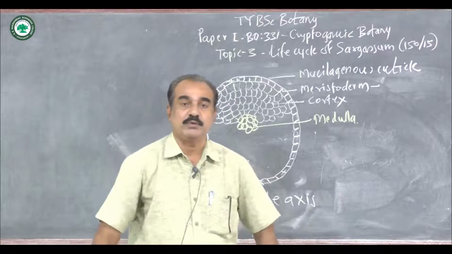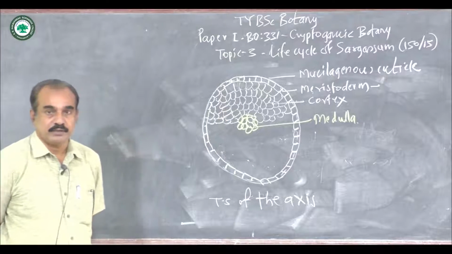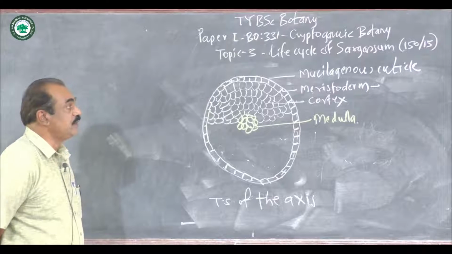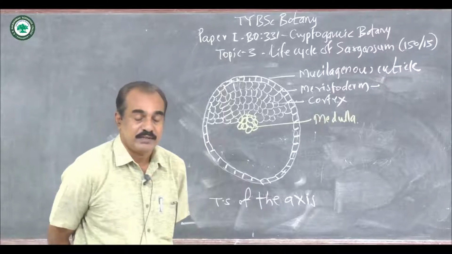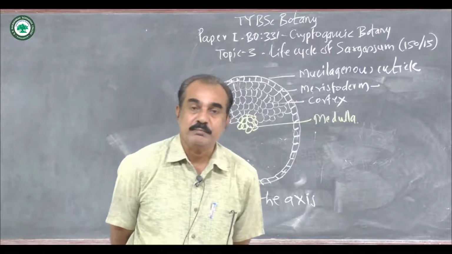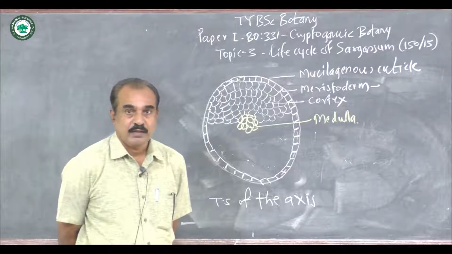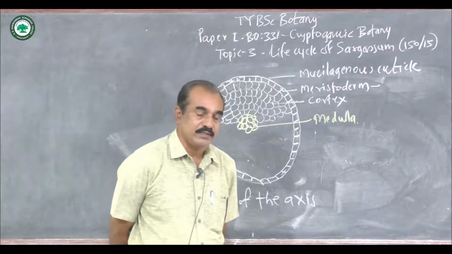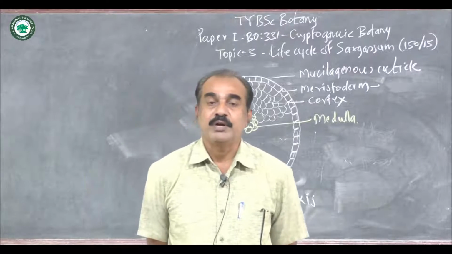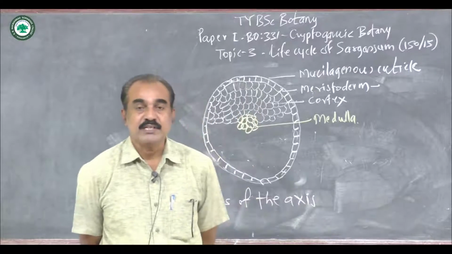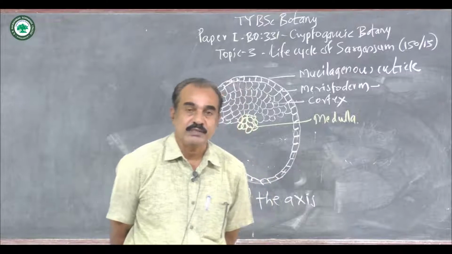It is somewhat circular in outline. It is brown in color, and externally it is covered by a mucilaginous cuticle. Inside this, the first layer, that is the outermost layer, is called the meristematic layer, or the Meristoderm. All the cells are meristematic in nature, and as they have the chlorophyll pigment, they also perform the function of photosynthesis. The cells are compactly arranged. It is single layered, and there is no interruption in the cells.